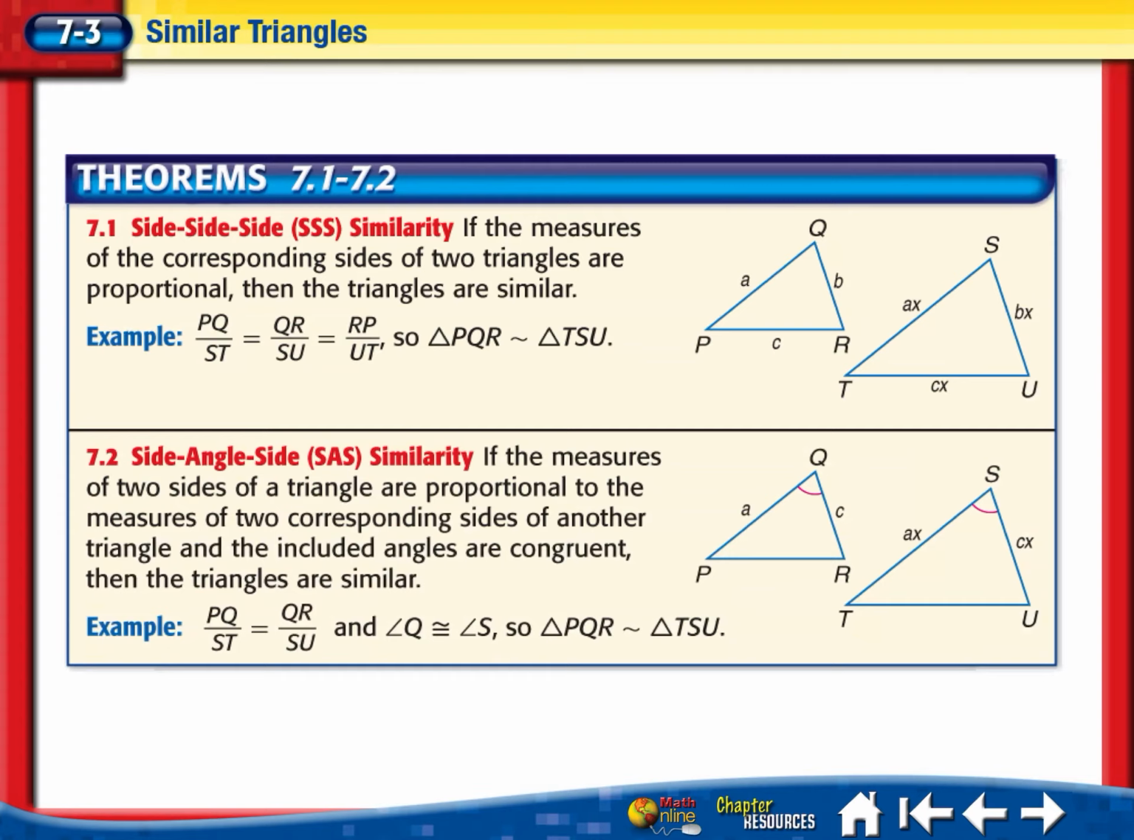And last but not least, we have side-angle-side. This one says if the measures of two sides of a triangle are proportional to two measures of another triangle and the included angle is congruent, then we know that the triangles are similar.